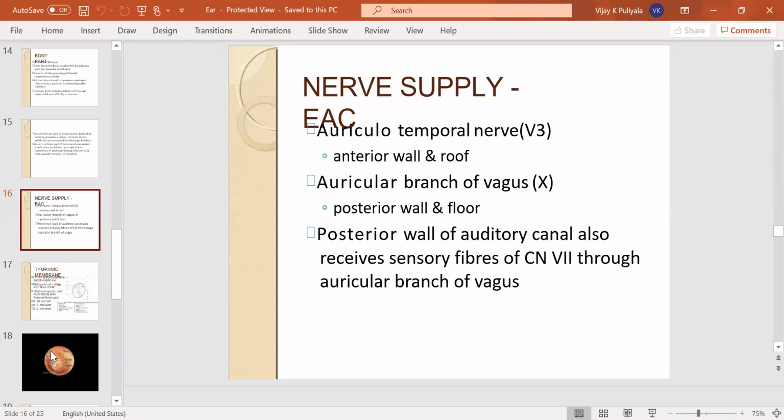Excessive accumulation of ear wax is called ceruminosis. Sometimes it blocks the meatus, so it will impede the transmission of sounds from the environment to the tympanic membrane.